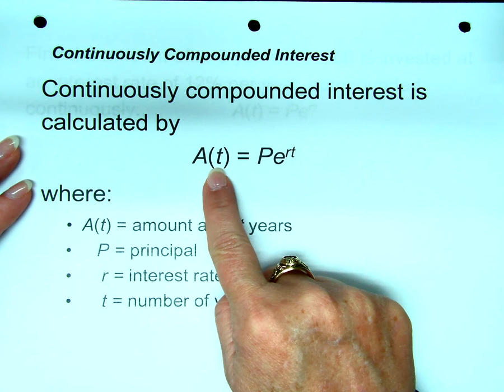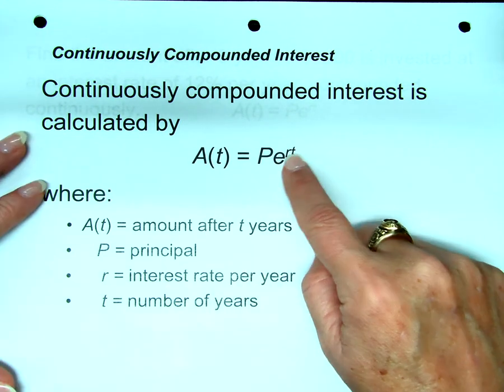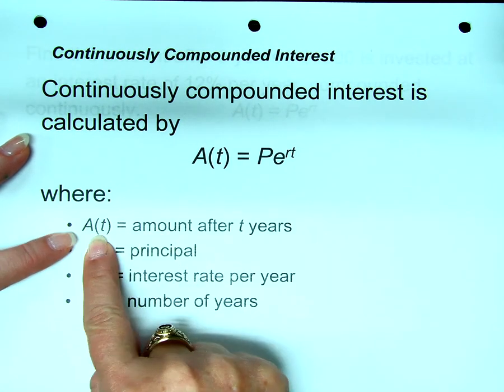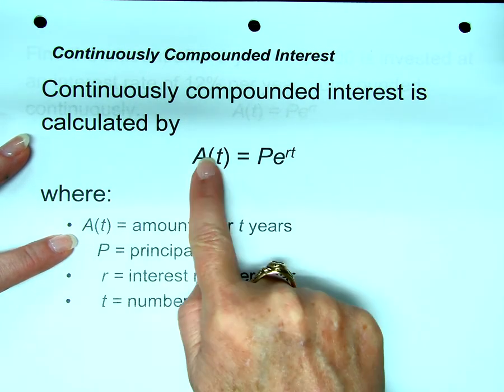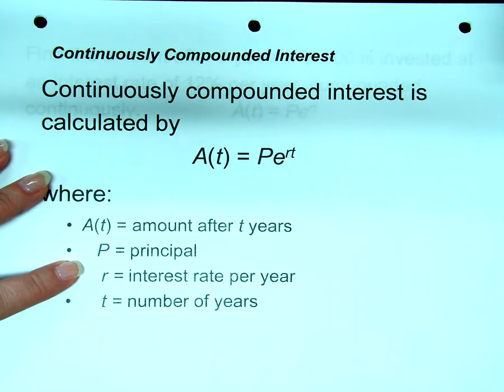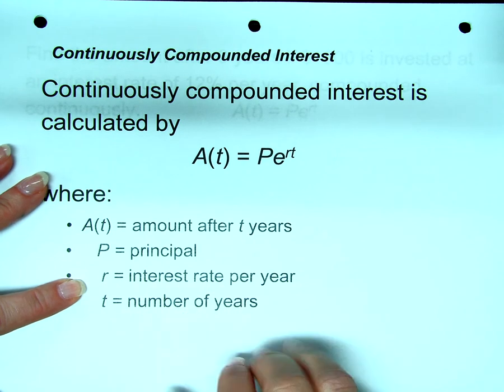It says A of t equals P e, which is that natural base that we were talking about earlier, raised to the rt power. A of t is the amount after t years, so it's the amount you end with. P is the principal, the amount you start with. e is that number in our calculator that we've been talking about. r is the interest rate per year, and t is the number of years.